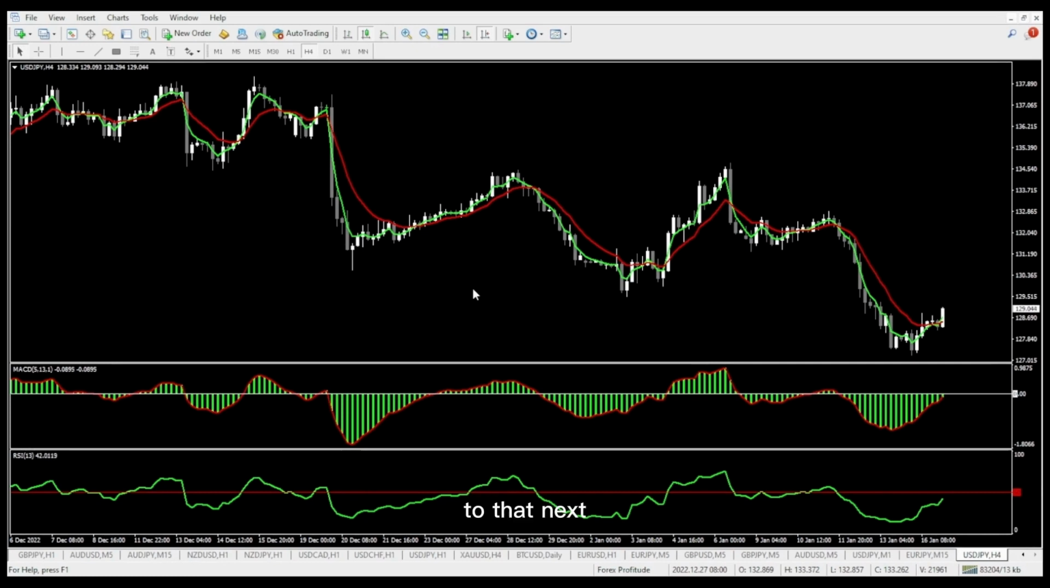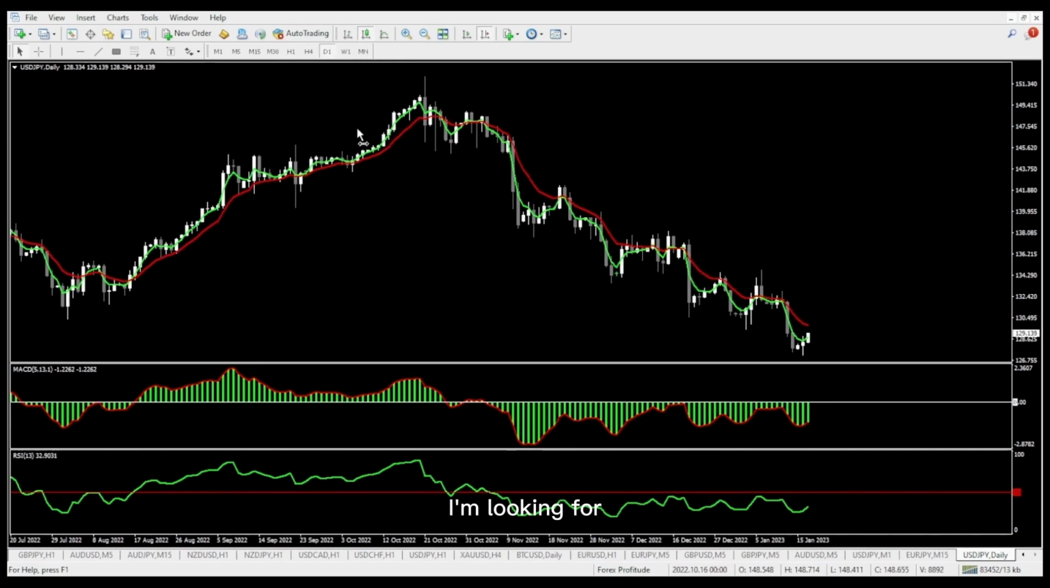And I'll show you why this is important. So let's go to that next higher time frame. Right now, we're looking at the 4-hour. This is the time frame that I want to trade. So I'm going to take a look at the daily, and I'm going to see what the trend is. And I'll show you exactly what I'm looking for when it comes to the trend. So if I go to the daily time frame, I'm looking for all 3 of these indicators to be underneath their respective lines or have crossed down.